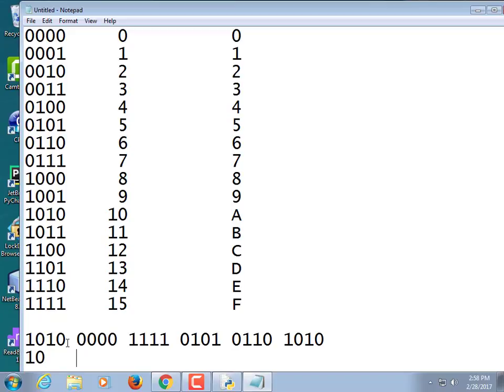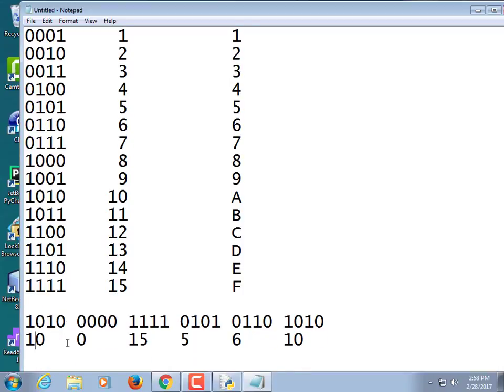What's all that? 15. What's that one? That's a 5. How about that one? 6. And that one? 10. We're back to 10. Okay. So if you were looking at a cathode ray tube with digits on it, would you want to see a whole bunch of zeros and ones to know what was in the memory? No, you want to see something else.